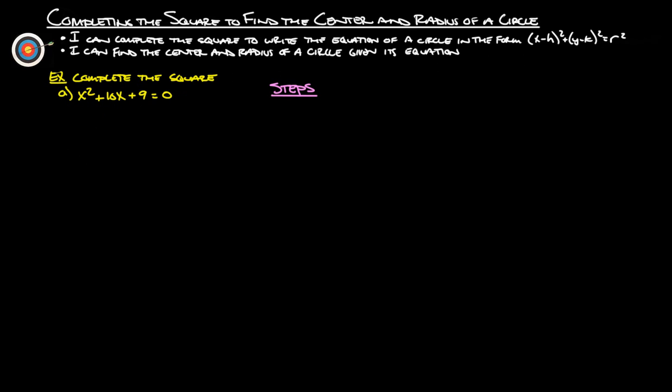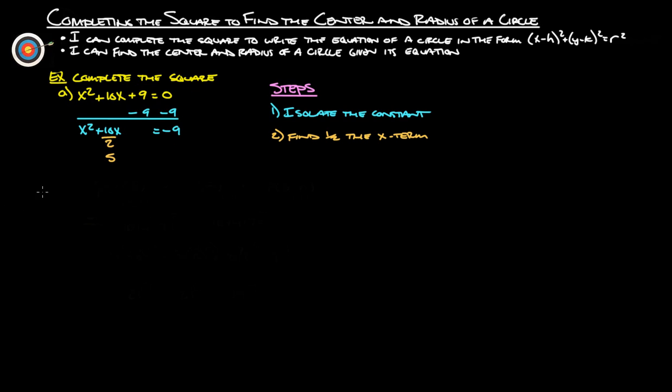First step to complete the square is to isolate the constant. Isolate means to get it all by itself. The constant in this case is the one without a variable on it, and that's 9. So we're going to move this 9 to the other side. Subtract 9 from both sides, and we get x² + 10x = -9.